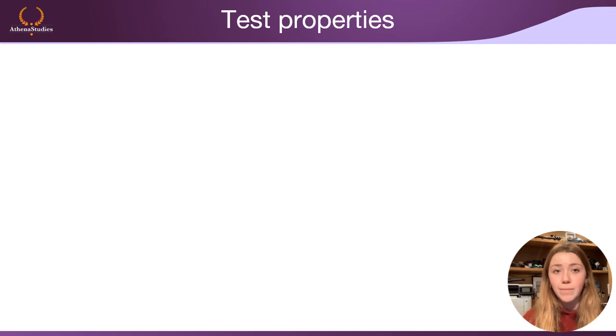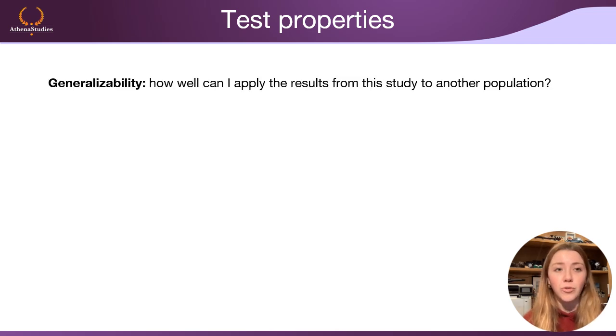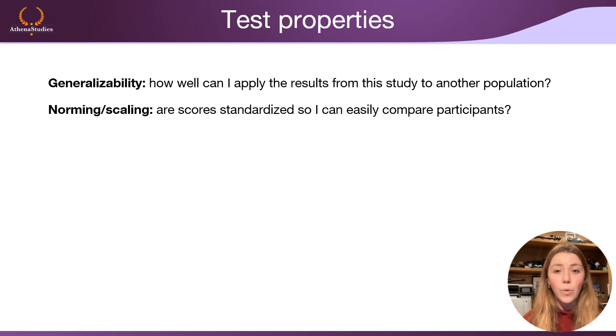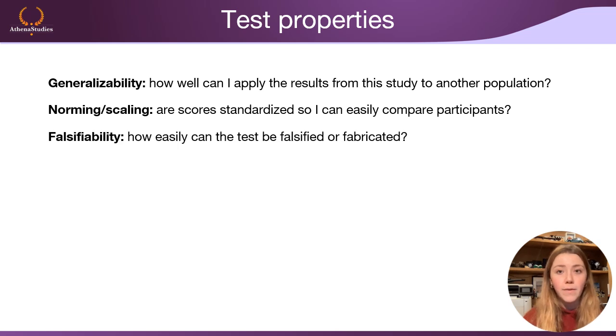We also have some test properties that we should look at. So these properties are important for any test to have. The first one is that of generalizability. So how well can I apply the results from this study to another population? The next one is that of norming and scaling. So we want to be able to standardize the scores so we can compare participants with each other. Then we have falsifiability. So how easily can the test be falsified or fabricated?